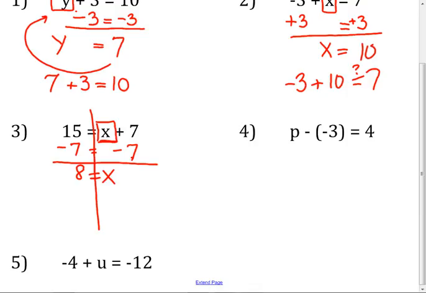Okay, what about this one? This one's more complicated. I always want to simplify if I can.